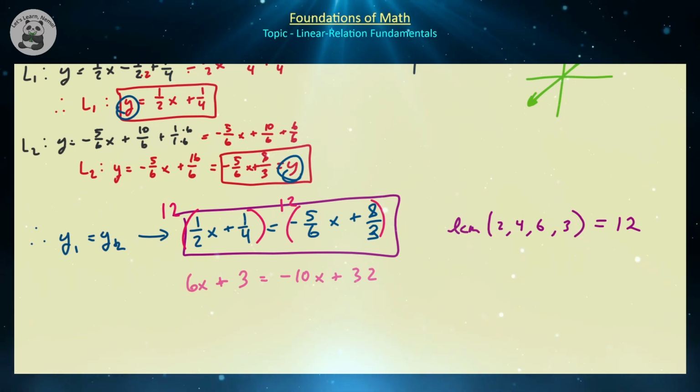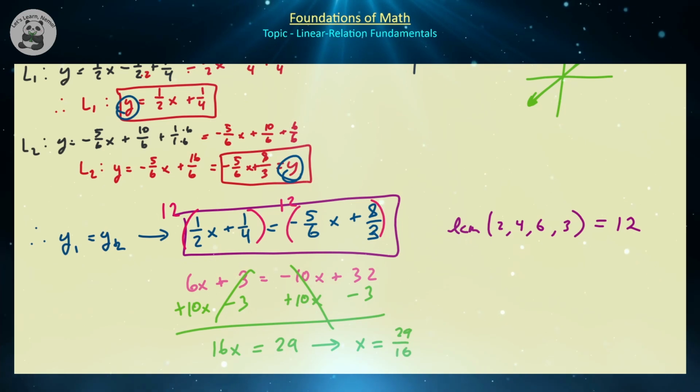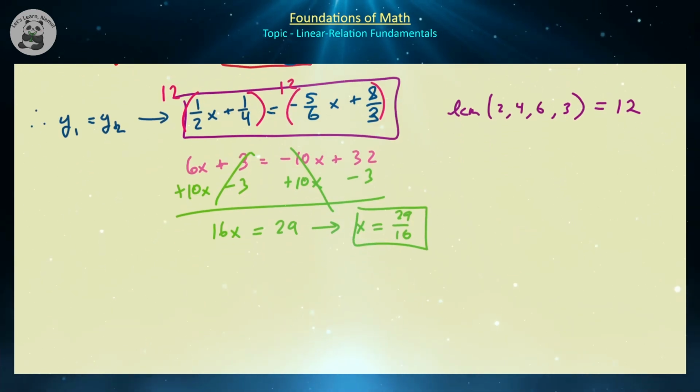Now I'm going to isolate my variables to the left and to the right. So I'm going to add 10x to both sides, and I'm going to subtract 3 from both sides. So I'm going to have 16x equal to 32 minus 3, so that's going to be equal to 29. So the value of x which they have in common is going to be equal to 29/16. So now we know the value of x that is satisfied.